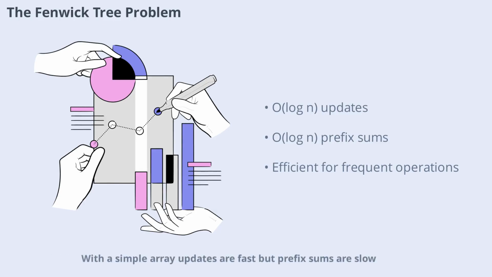With a simple array, updates are fast but prefix sums are slow. With a prefix sum array, queries are fast but updates are slow. The Fenwick tree strikes a balance, enabling both operations in O(log n) time.